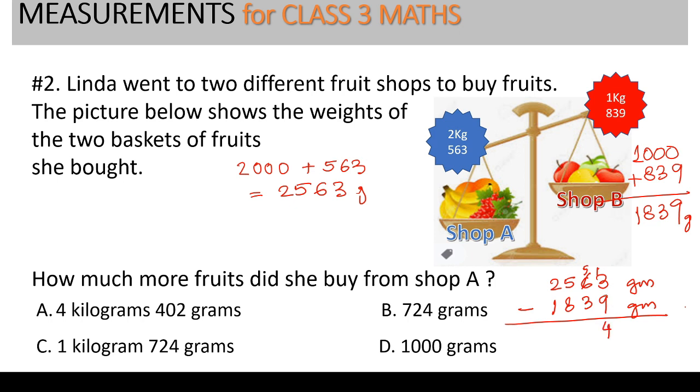13 minus 9 is 4. 5 minus 3 is 2. Here again I'll take a carry forward. 15 minus 8 is 7. So it is 724 grams more that is bought in shop A. So your answer is option B.